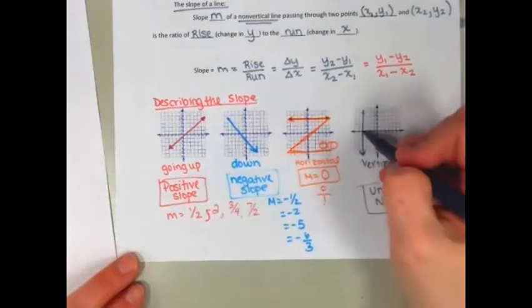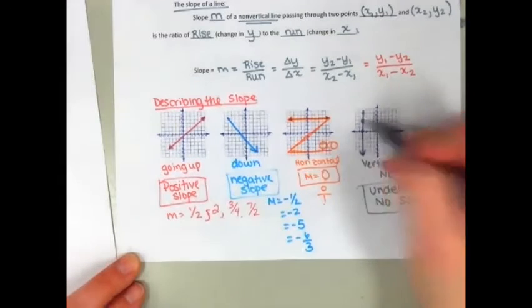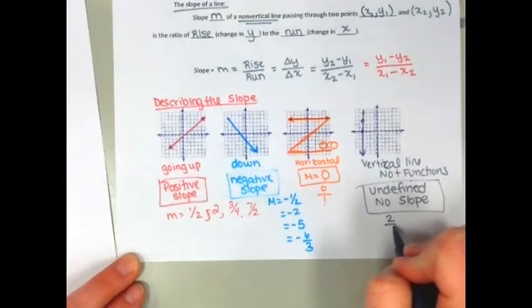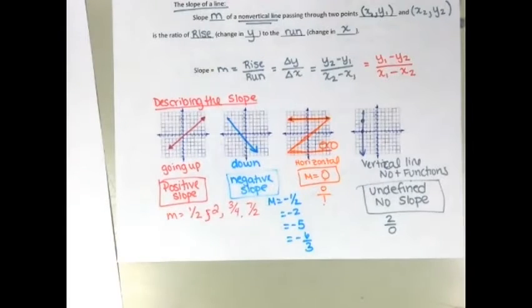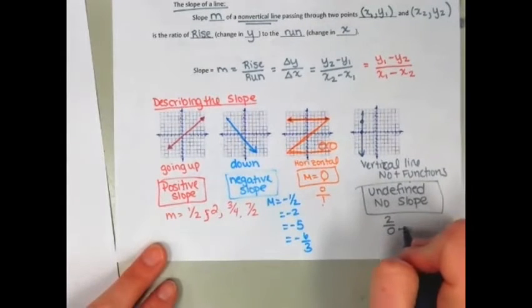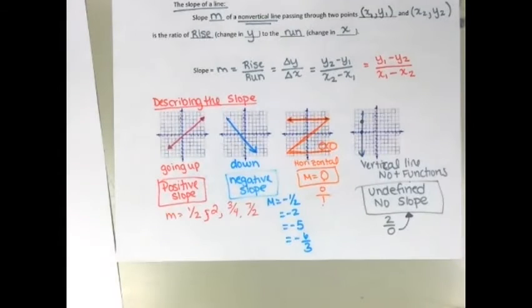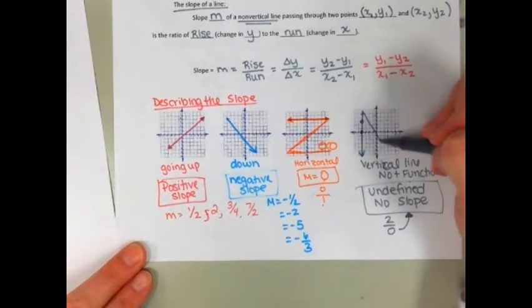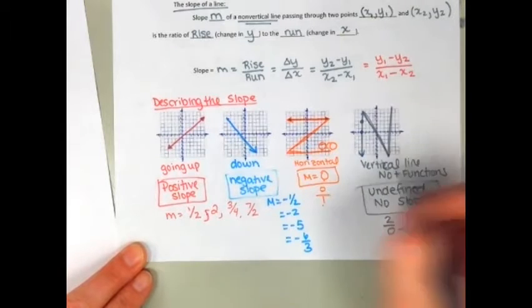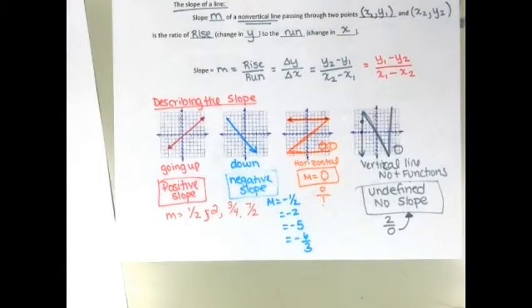Can you rise on this line? I can rise from here to here, I could rise. But I run what? 0. I don't go. And can you have 0 in the denominator? No. And so since you can't have 0 in the denominator, that's why it is undefined. Okay. And then this one I kind of make a V off the end. And what letter makes an N for no slope? No slope. Okay.